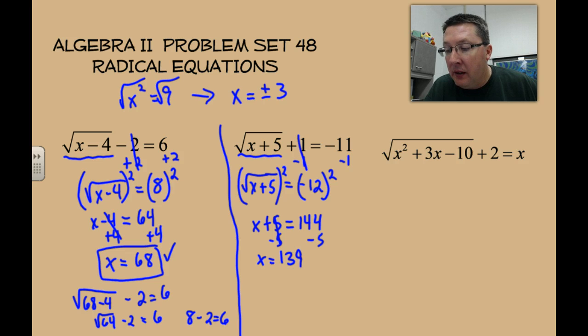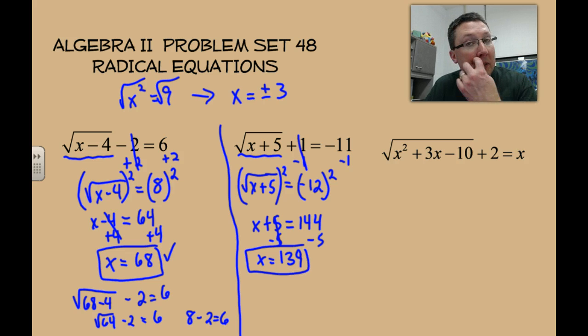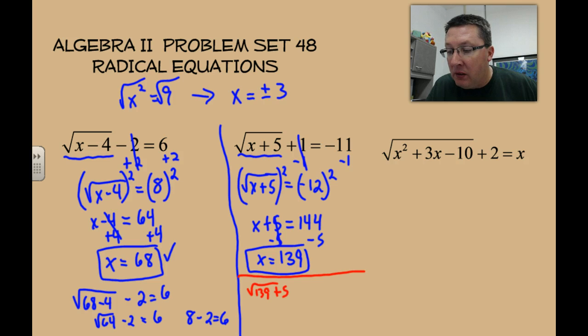139. Now again, we have to double check this and make sure that it works out. Make sure that that is a valid answer. So I go back to my problem. I'm going to switch colors here. So we can check. Square root of, I plug in 139 plus 5 under the square root, plus 1 equals negative 11. Okay, 139 plus 5 is 144.